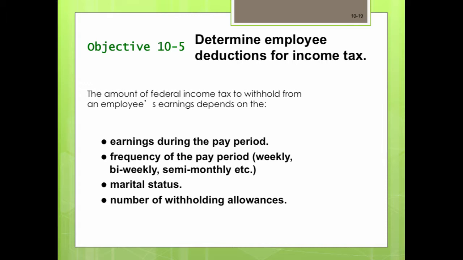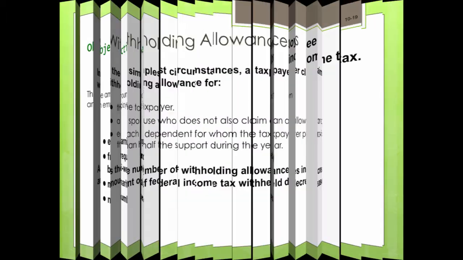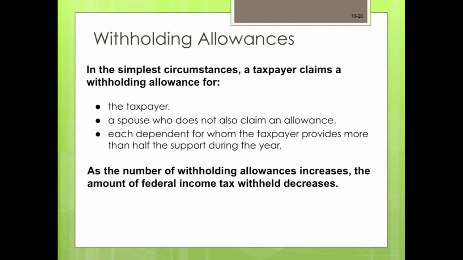Now, this is to determine the employee deductions for income tax. A substantial portion of the federal government revenue comes from income tax on individuals. So withholding depends on earnings, the frequency of the pay period, the marital status, and the number of allowances. And we'll cover that in a minute. Talking about withholding allowances, the allowance generally refers to the number of exemptions the person is going to claim at the end of the year on their income tax return, usually the 1040 form.